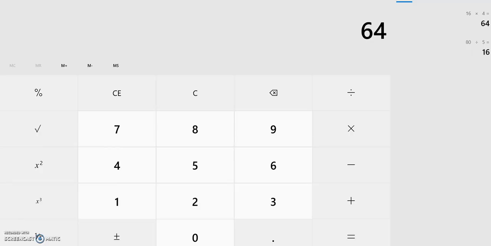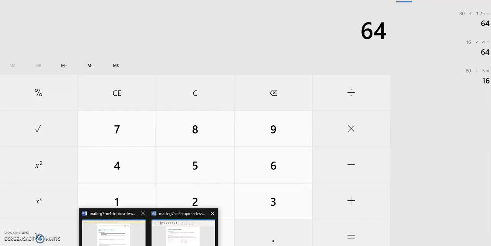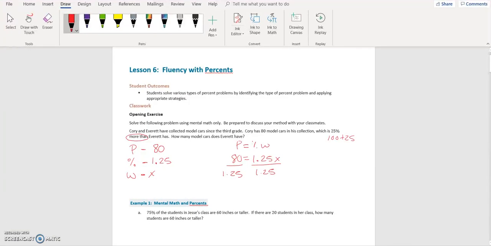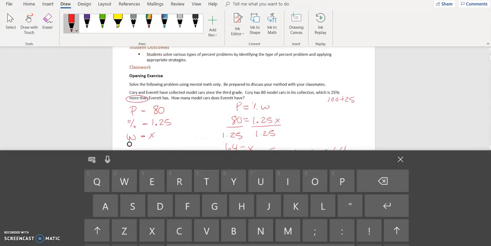So 80 divided by 1.25, we get 64. Does our answer make sense? Yes. Everett has 64 model cars. And he had less than Corey because Corey had 25% more than he did.